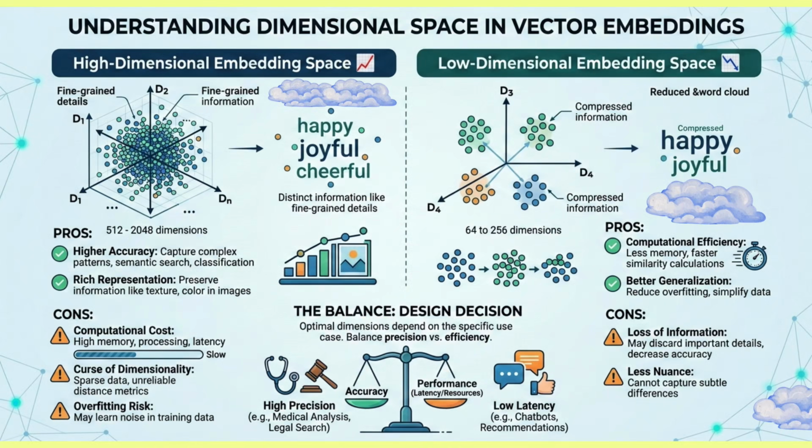A dimensional space refers to the number of dimensions or features used to represent data points, like words or images, in an embedding vector. The choice between a low-dimensional and high-dimensional space for these embeddings is a critical design decision in machine learning that involves a trade-off between accuracy and performance.